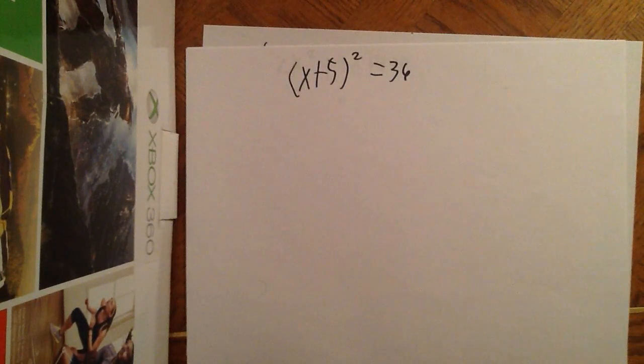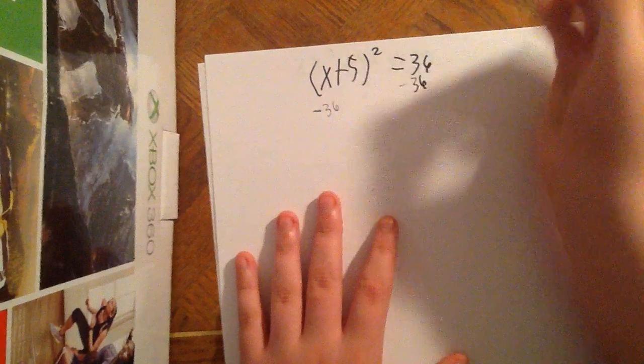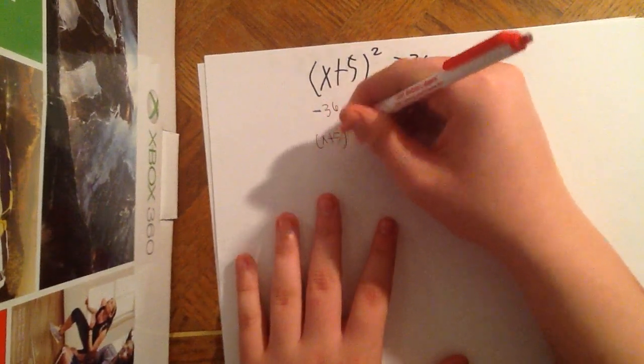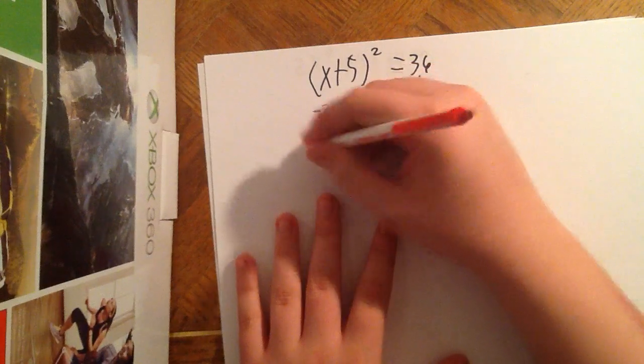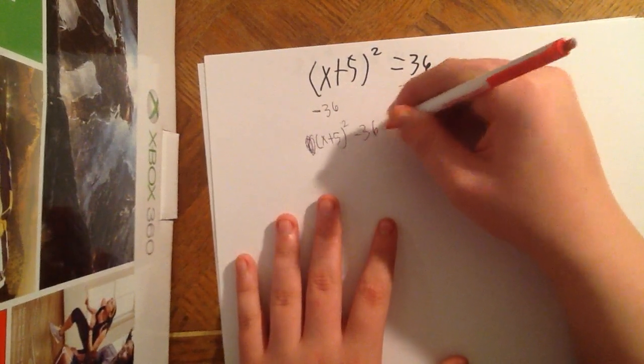So let's start off with one where the a is 1. So first, in all quadratics, you want to make sure it's equal to 0. So we want to subtract 36 from both sides. So it'll be x plus 5 squared minus 36 equals 0.